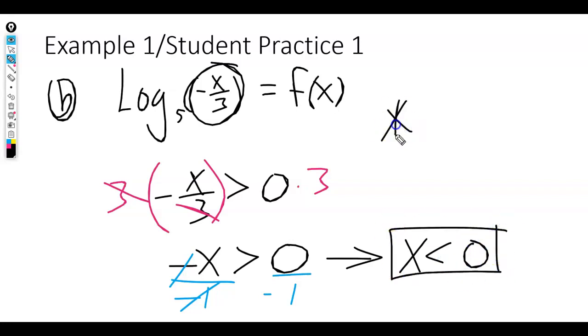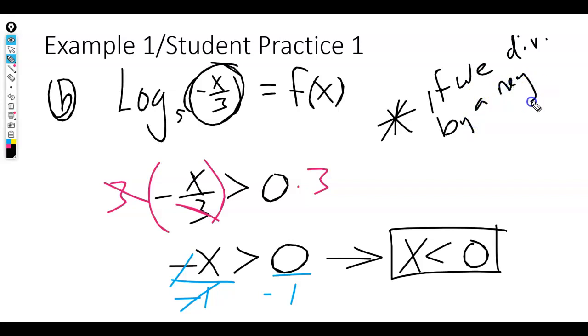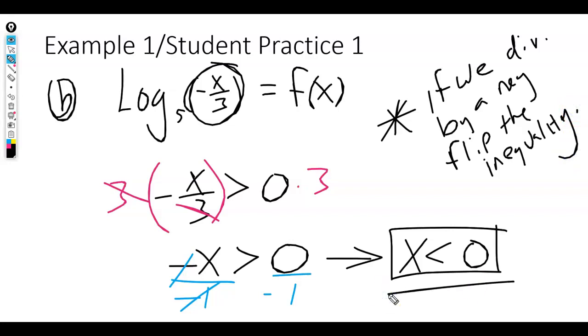So we might want to make a little note here. If we divide or multiply, but usually it's dividing, if we divide by a negative, we'll flip the arrow, flip the inequality around. So in this case, the domain for this function, in other words, what are the possible values of x? The possible values of x, the domain, is that x can be anything less than 0. So I'm going to go ahead and throw an example at you guys to try out here.